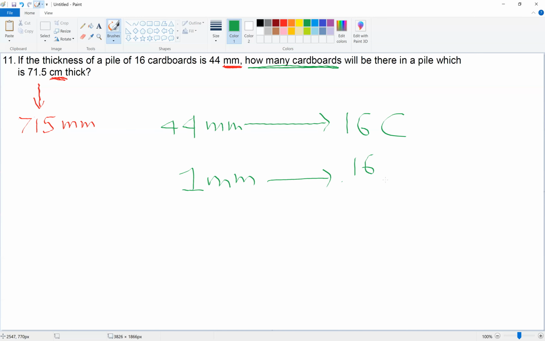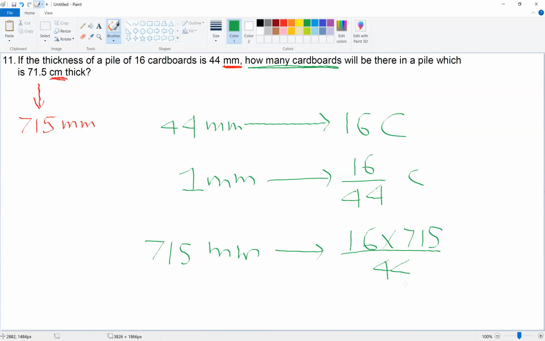That will be 16 over 44. Correct? Yeah. And last step, 715 millimeters, which will be 16 times 715 over 44. Do you understand? Yeah. And the calculation is 16 times 715 divided by 44, which is 260.